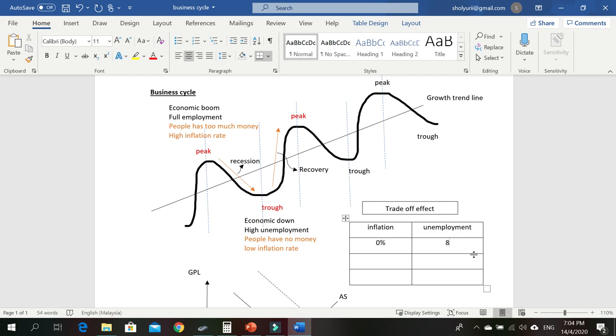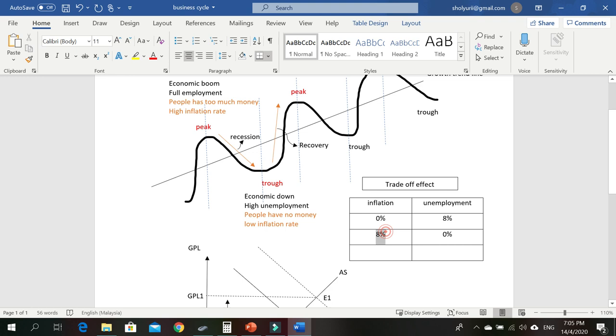I cannot find the percentage. Okay. But if you are going for 0% unemployment, tak nak langsung unemployment, 0%. Maksudnya no unemployment kat sini lah, full employment lah. So kita akan ada masalah high inflation rate. Inflation masa tu akan jadi 8%. So this is not good because this is very high. And tak elok sebab inflation rate terlalu tinggi. Kalau kita target nak kosong, tak nak langsung menganggur, kita akan ada masalah inflation sangat tinggi. Kalau kita tak nak langsung inflation, kita akan ada kadar pengangguran yang sangat tinggi.